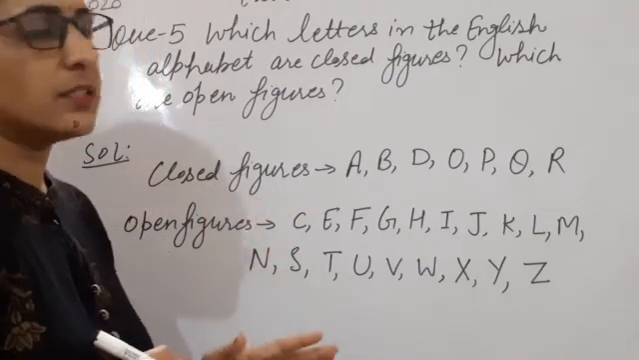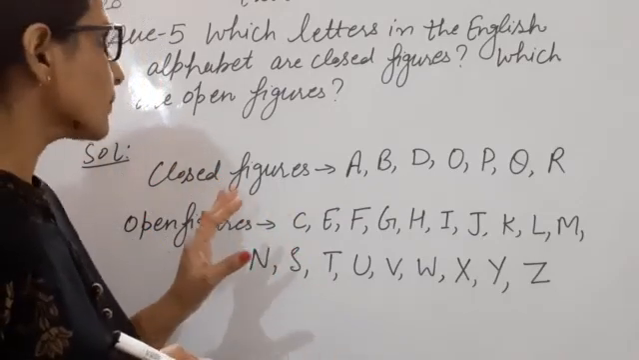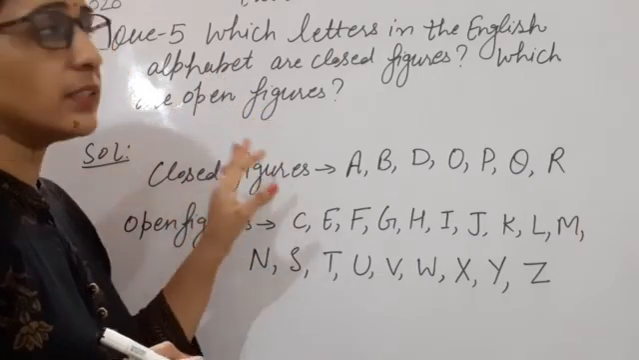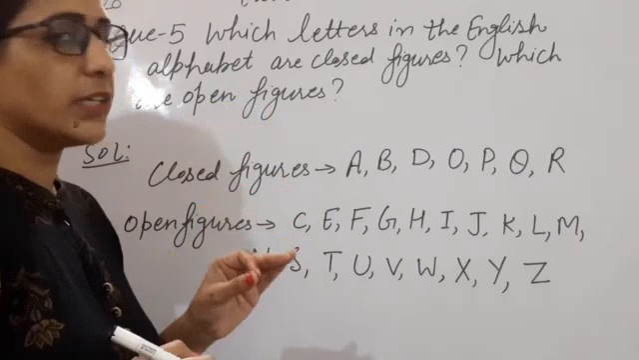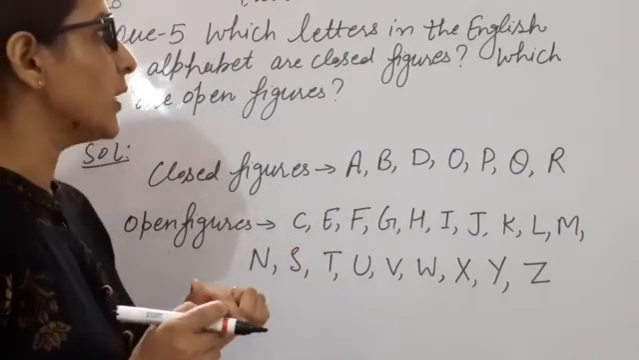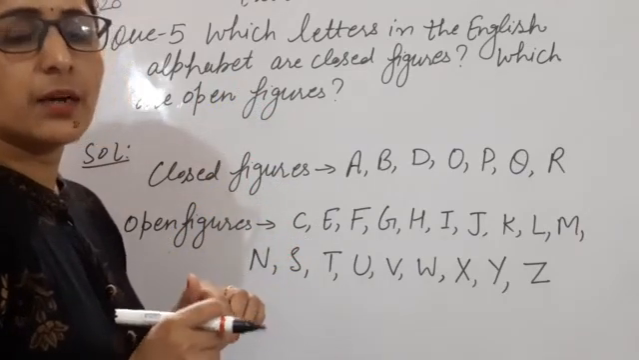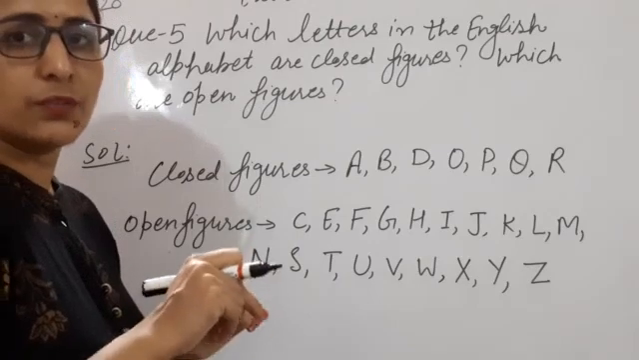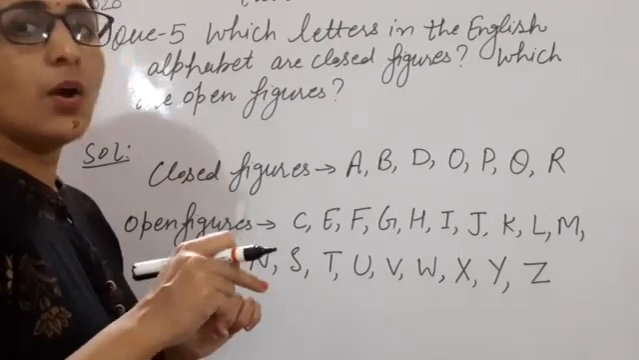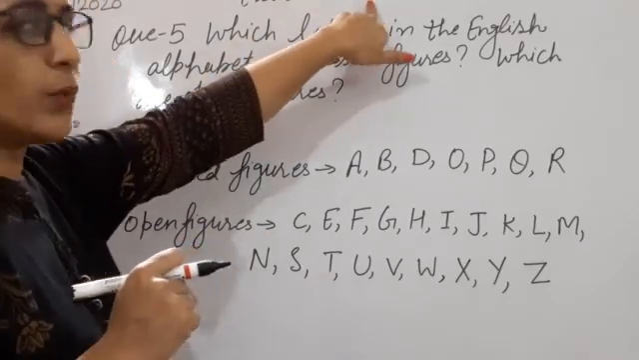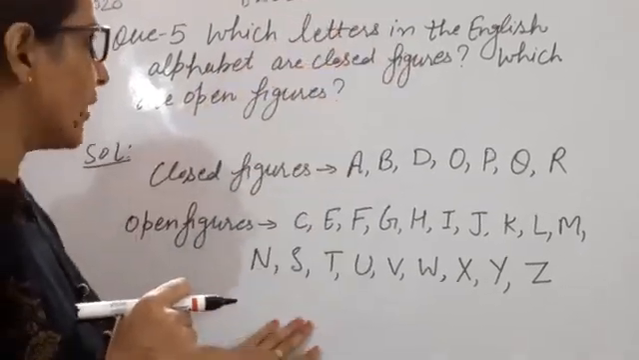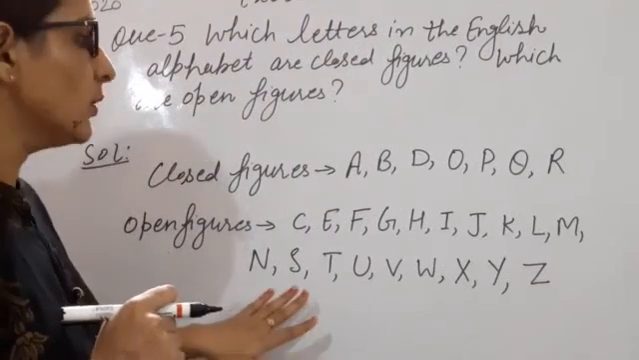In this exercise there are 5 questions. Clear? Before starting this exercise, first you write what is the closed figure, what is the open figure, and you write the examples also. You draw the closed figures and you draw also the open figures. Clear? And after that you write your exercise number 4.4 and then question number 1 to 5 you solve in your notebook.